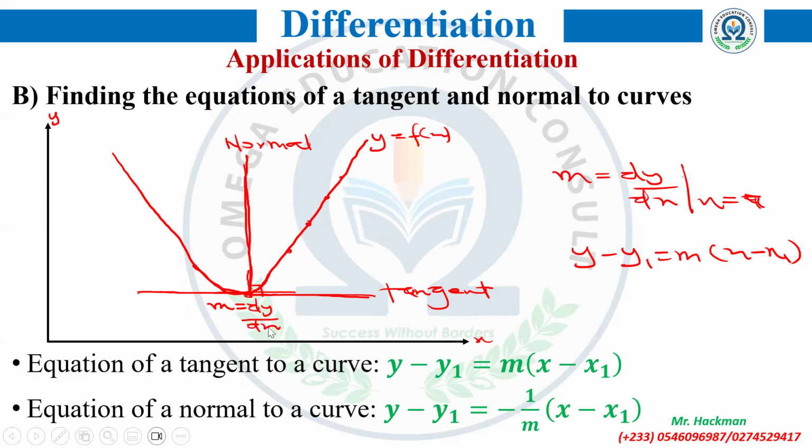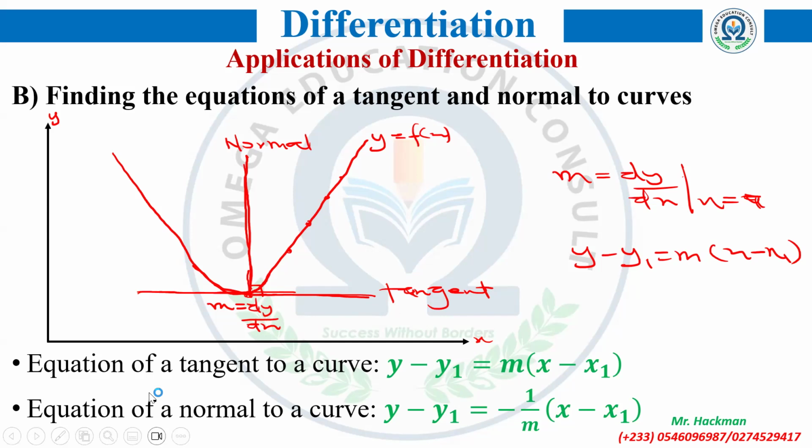So it means indirectly I know the gradient of the tangent. And we also know the relationship between the tangent and the normal. We know that the normal is perpendicular to the tangent. So it means the normal's gradient will be the negative reciprocal of the tangent gradient. So that's how we have the formula here for the equations of the tangent and that of the normal.